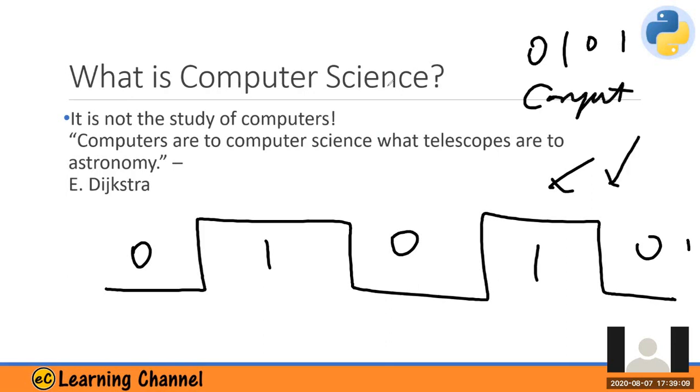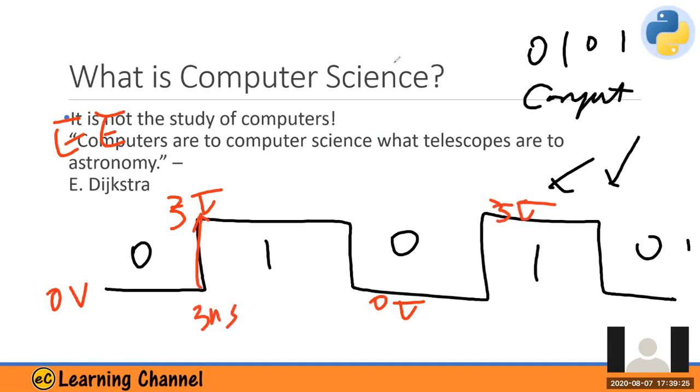How about the other guy, the double E guy? It is an electrical engineer or a physicist. He looks at this one: 0 volt, 5 volt, 0 volt, 5 volt over here, right? Transition time from here to here, 3 nanoseconds, right?